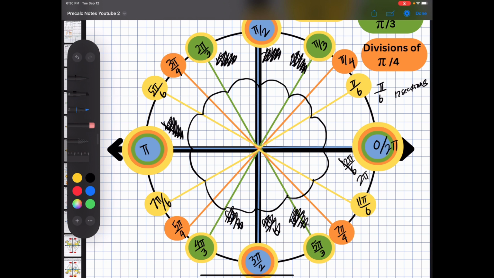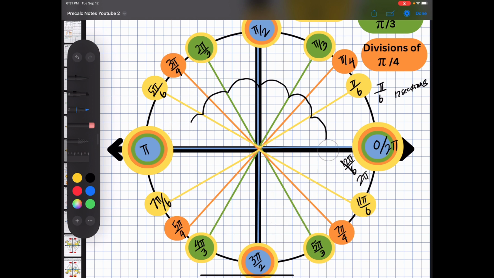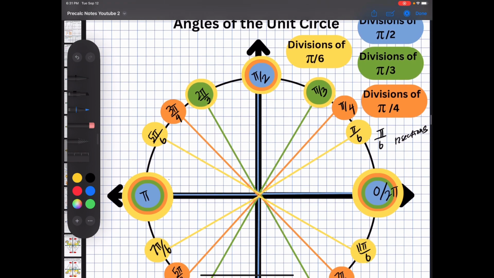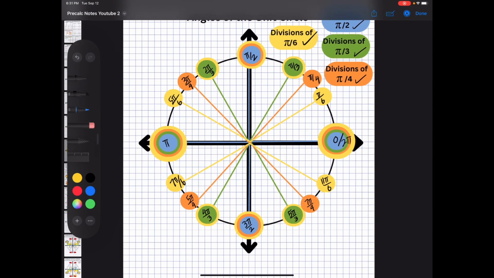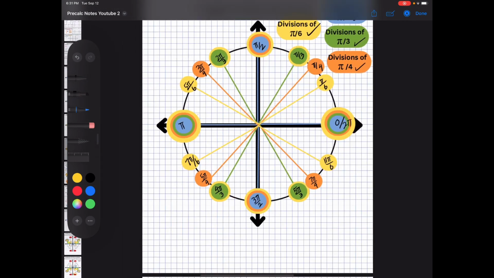And so we can see that after doing all of the divisions and graphing pi over 4 multiple times, pi over 3 multiple times, pi over 2 multiple times, and lastly pi over 6 multiple times, I am able to get all of the angles in a unit circle.